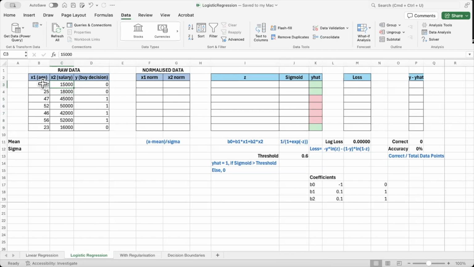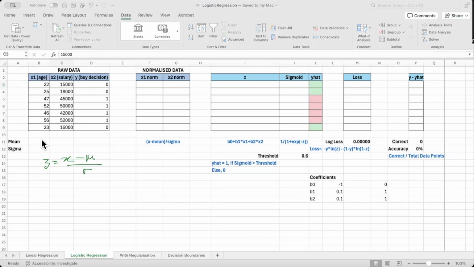So under this circumstance, we will scale the data. One way to scale the data is standardization. In standardization, what we do is we find a z value. The z value is equal to x minus the mean divided by sigma. So we need to first find the mean and sigma, which is quite simple.